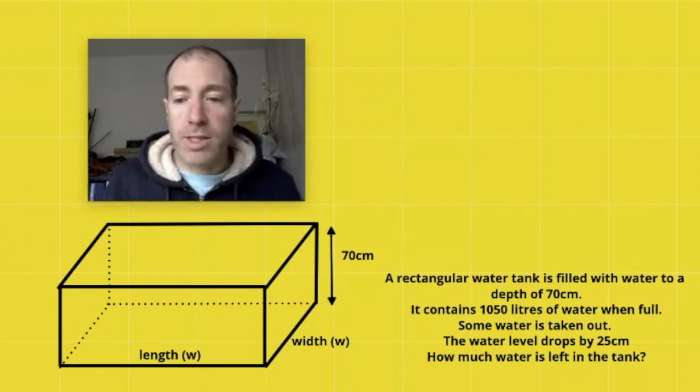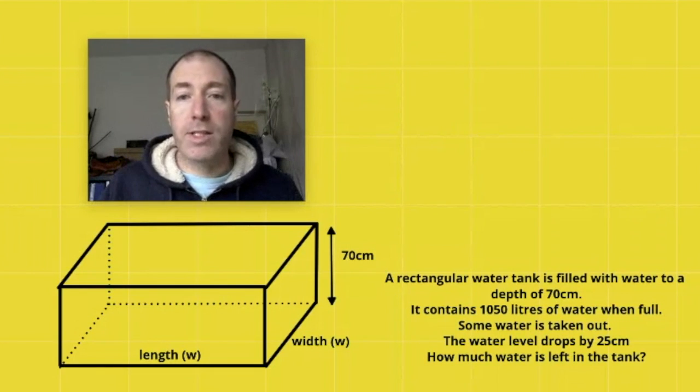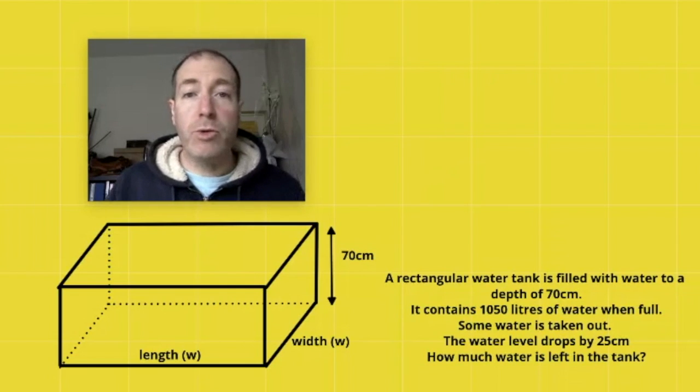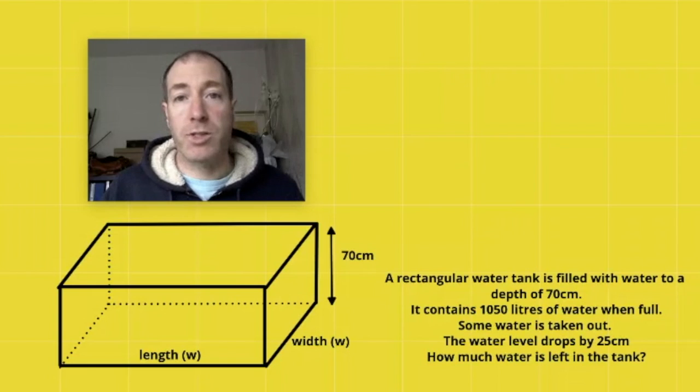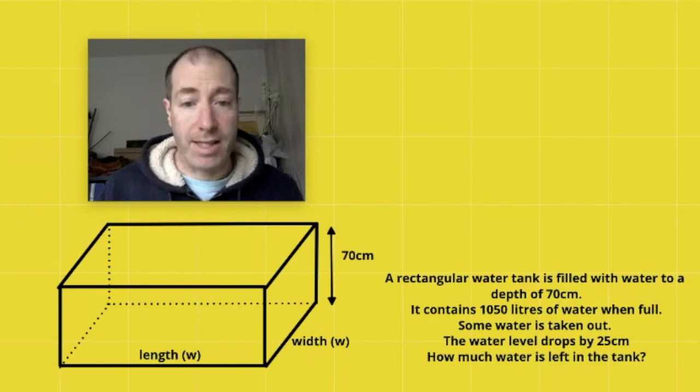A rectangular water tank is filled with water to a depth of 70 centimeters. It contains 1,050 liters of water, but some water is removed from the container and the water level drops by 25 centimeters. So how much water is left in the tank?